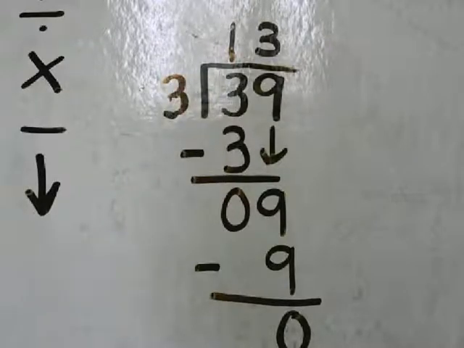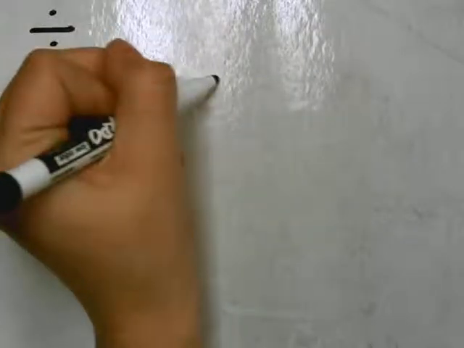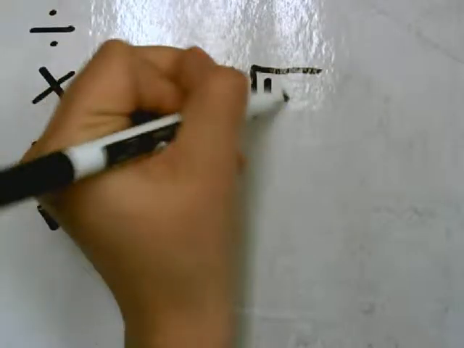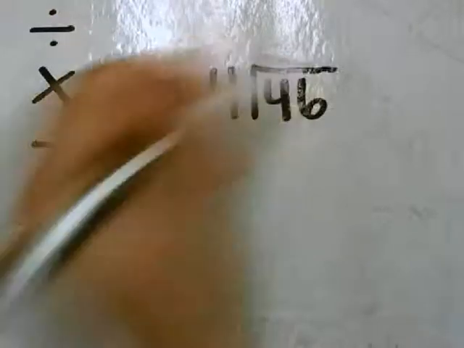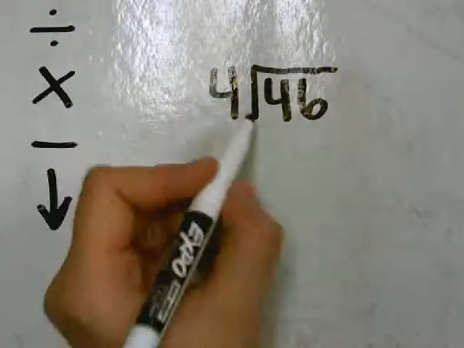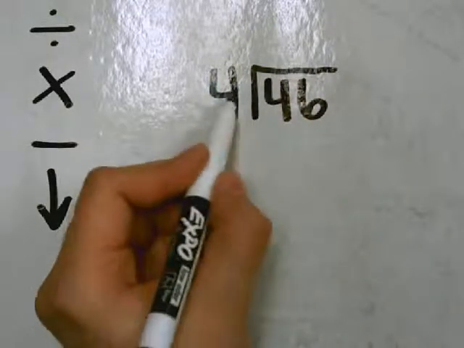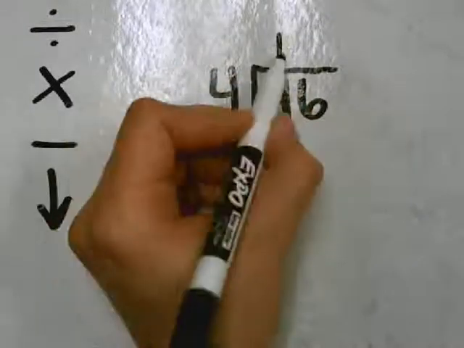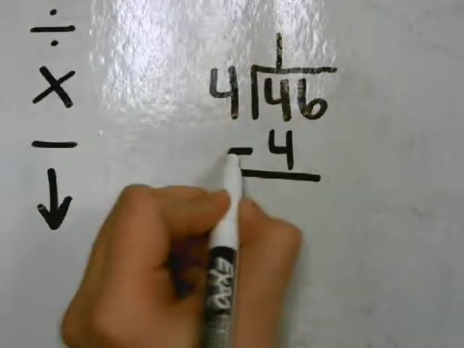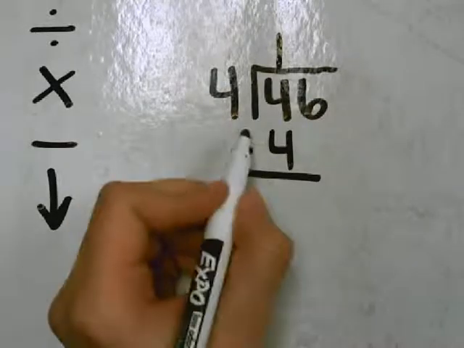Let's try another one. 46 divided by 4. So the first thing that we're going to do is we're going to divide the first number. 4 divided by 4 is 1. Then we're going to multiply. We get 4. Now we need to subtract. And 4 minus 4 is 0.